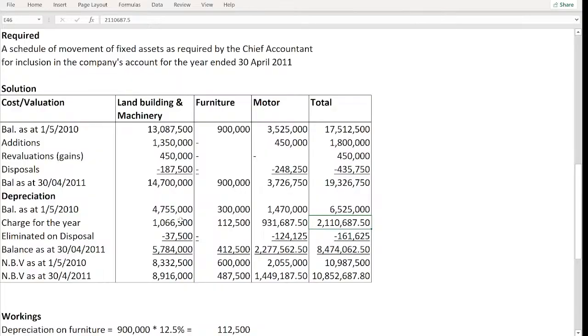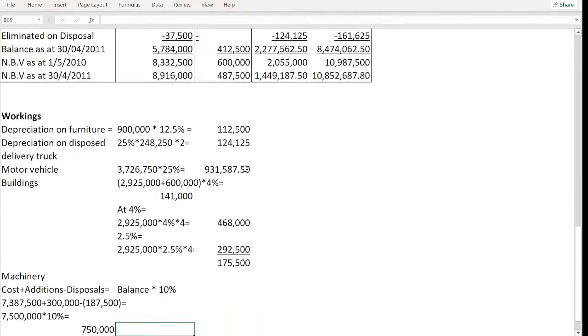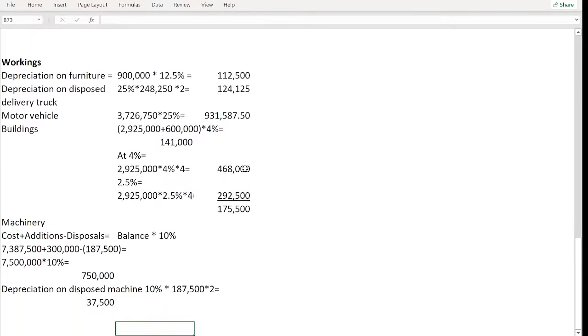We are going to start with the land. We are being told that it has a depreciation rate of nil, so we are not going to calculate the depreciation for land. We are going to calculate for building, machinery, furniture and motor vehicles. So let me show you the calculation or the workings. These are all the workings that I have done.